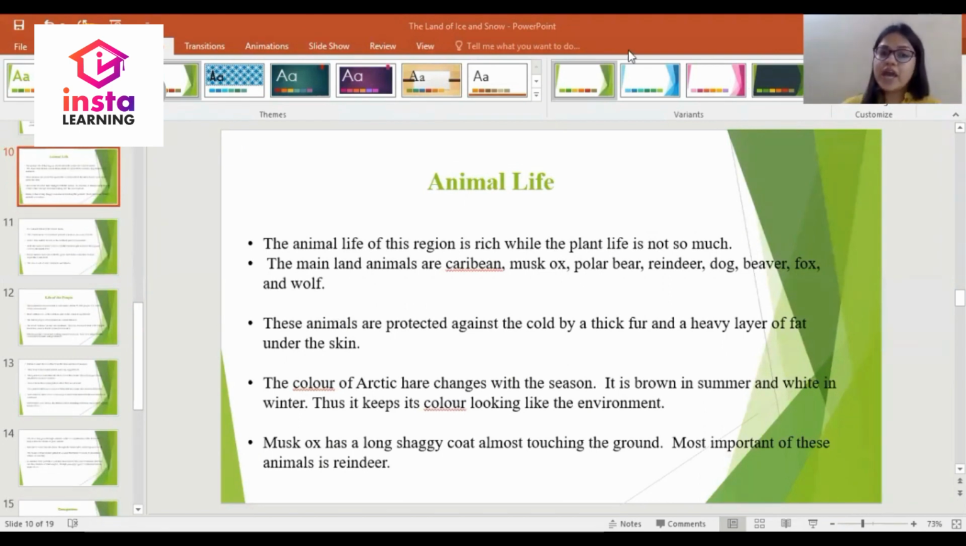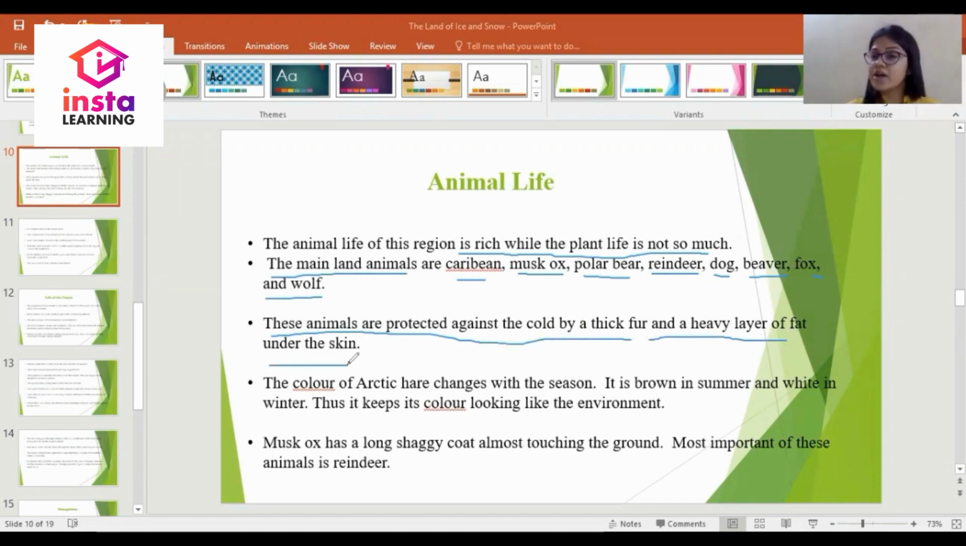Dear student, the animal life of this region is rich while the plant life is not so much. The main land animals are caribou, musk ox, polar bear, reindeer, dog, beaver, fox and wolf. So these animals live in the polar region and Arctic region. These animals are protected against the cold by a thick fur and a heavy layer of fat under the skin.